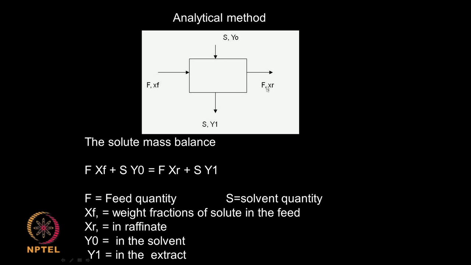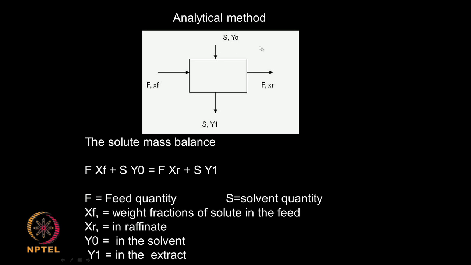So, the feed goes out at a flow rate of F and the concentration of your solute could be XR. Now, the solvent has picked up some solute, so the concentration may be Y1, which is greater than Y naught. So, if you are adding fresh solvent, obviously Y naught will be 0 here, please remember that.